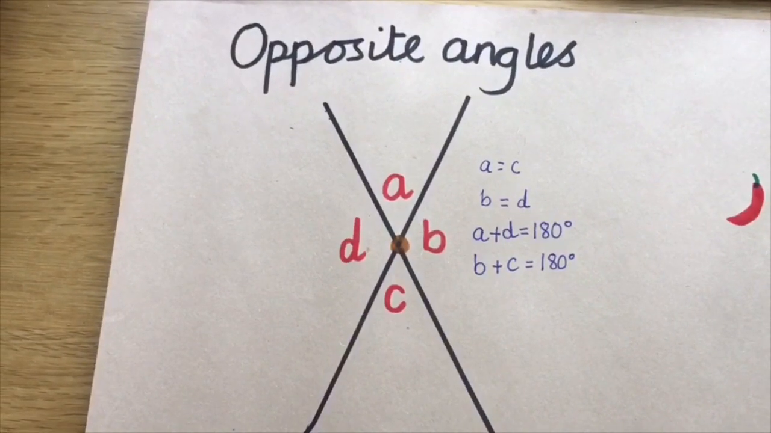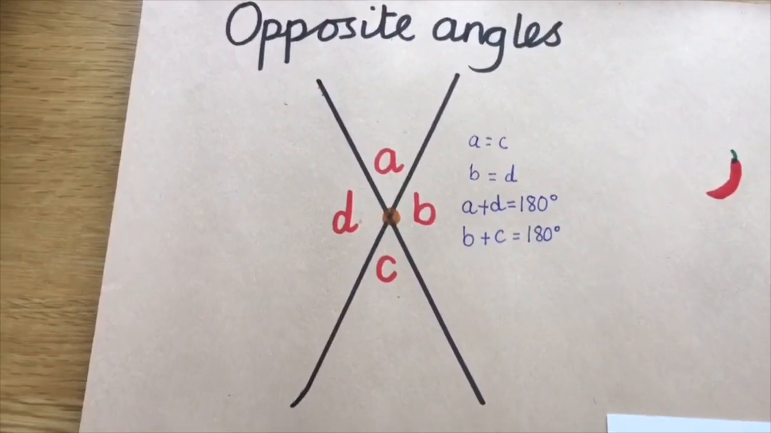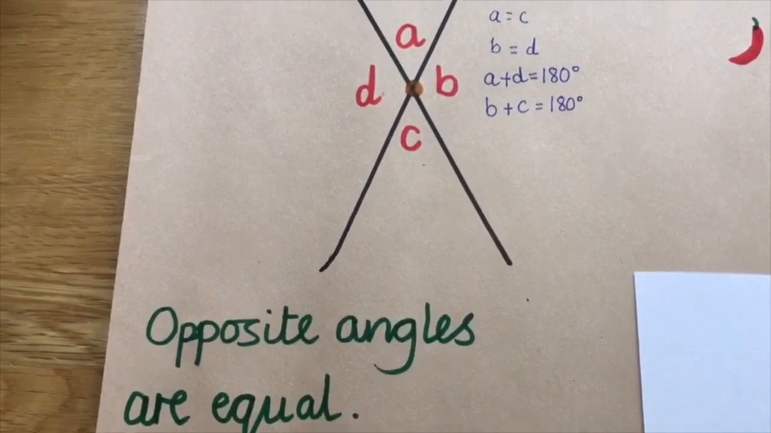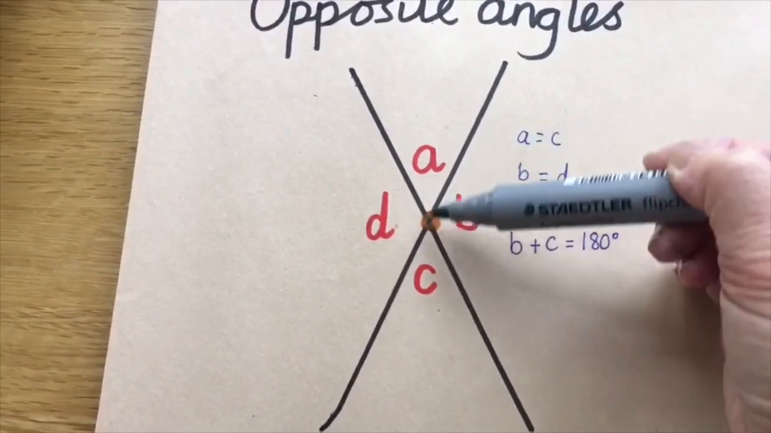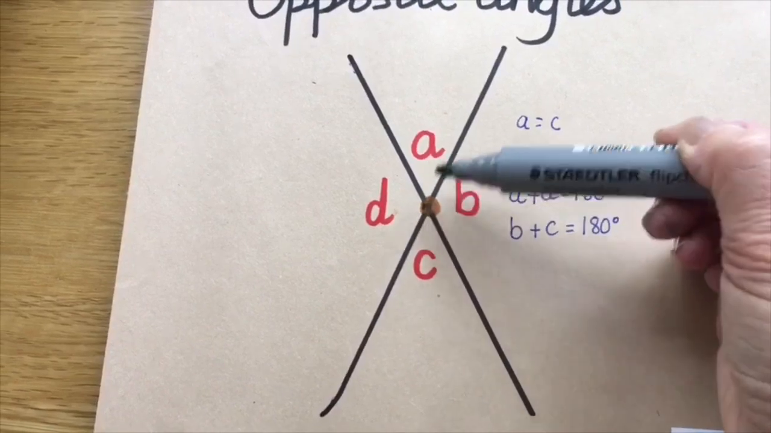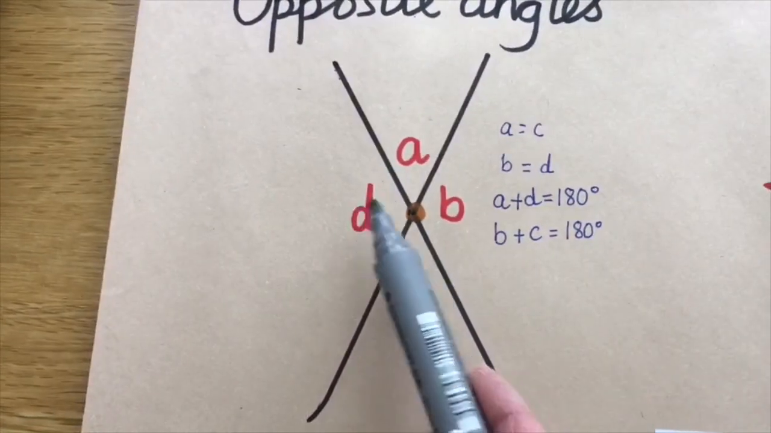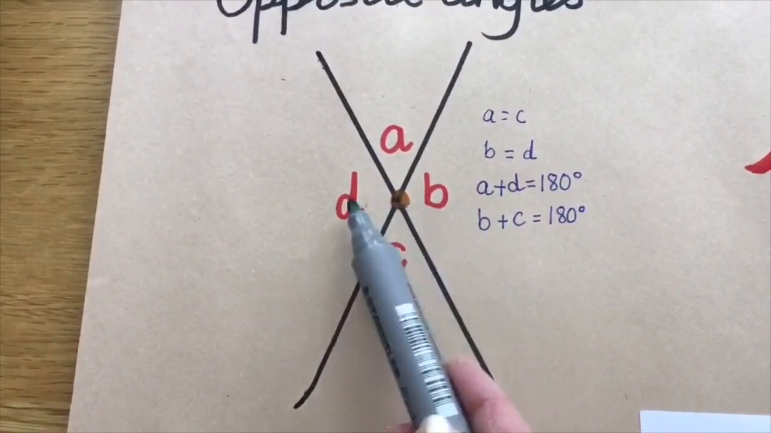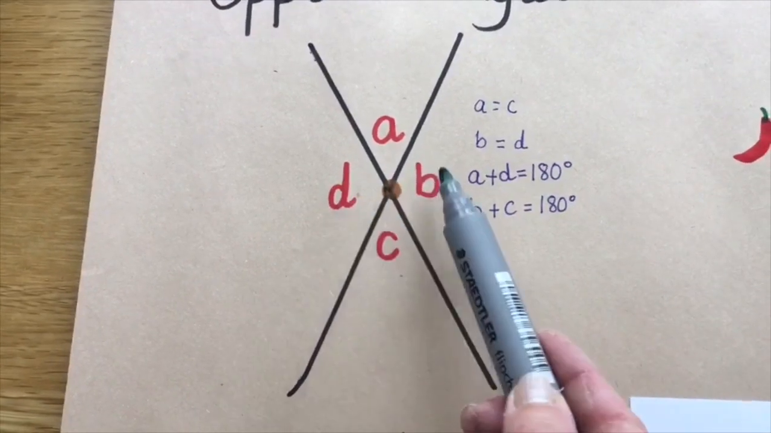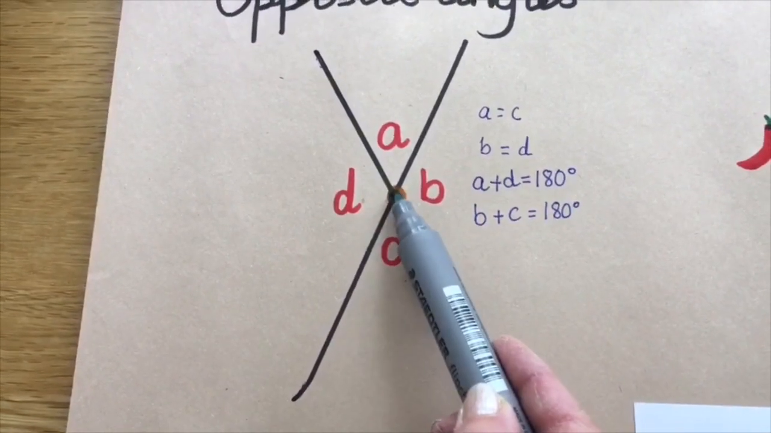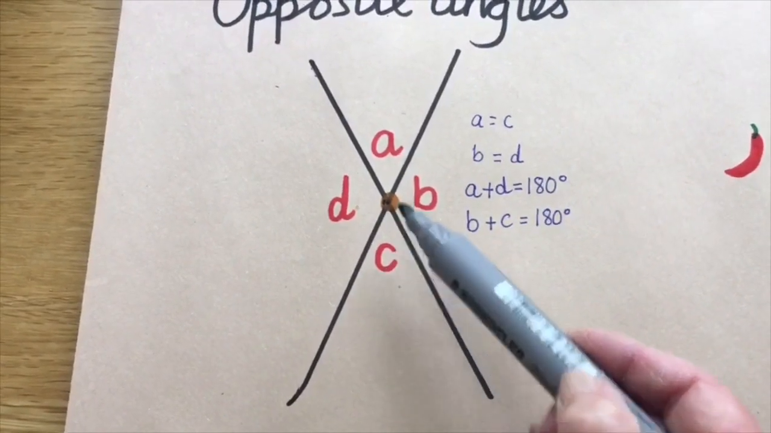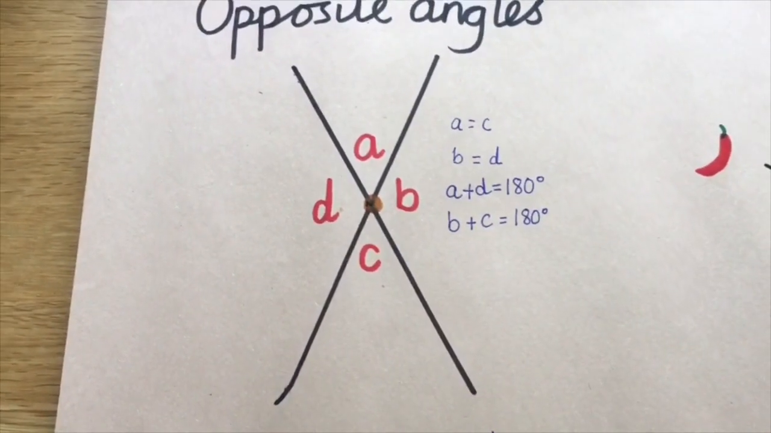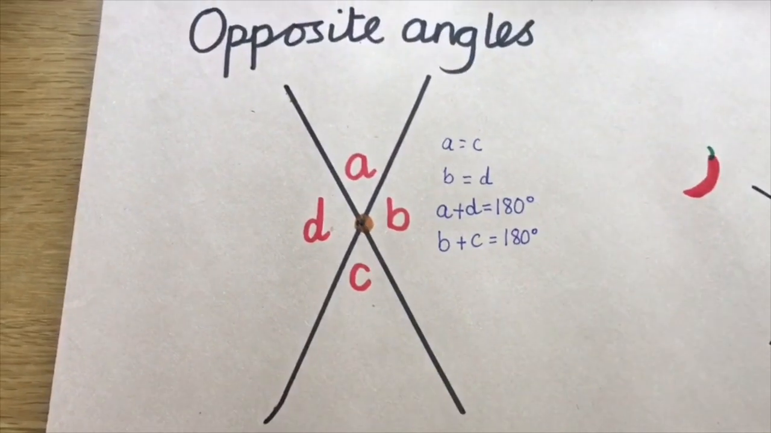Hopefully you found, as I did, that opposite angles are equal. And we're talking about vertically opposite. That means where they cross at a vertex. So D and B are vertically opposite each other because they are opposite, the vertex is in the middle of them. A and C are vertically opposite because again they are opposite across the vertex.